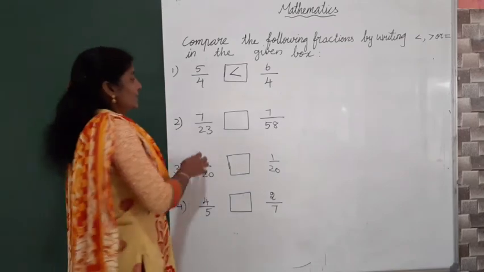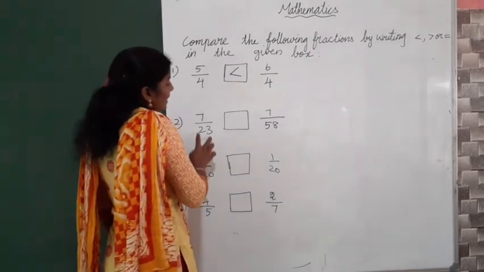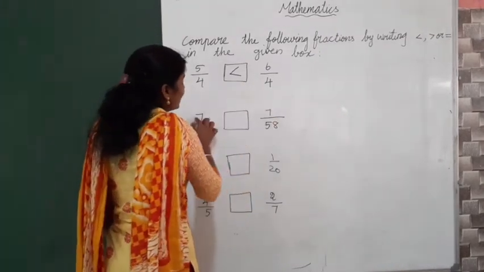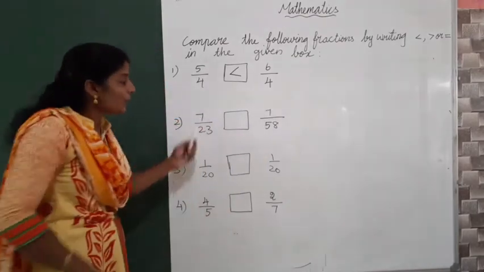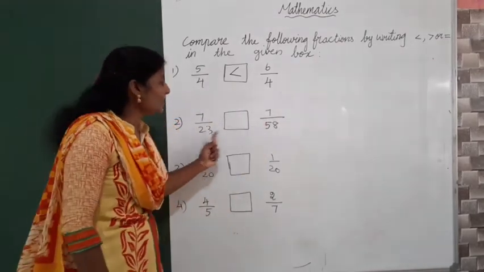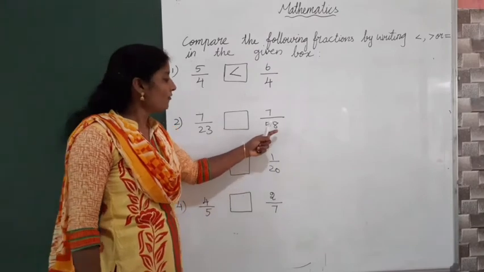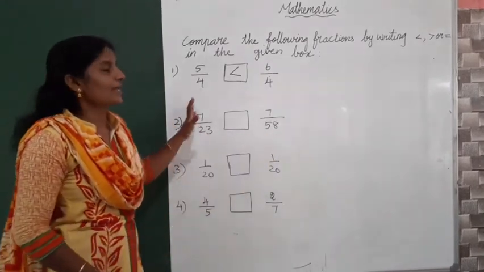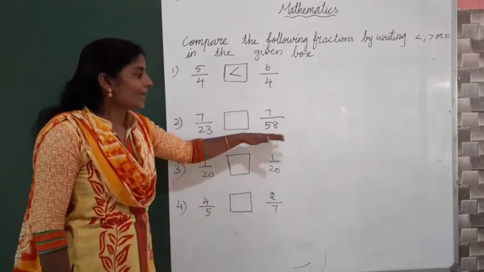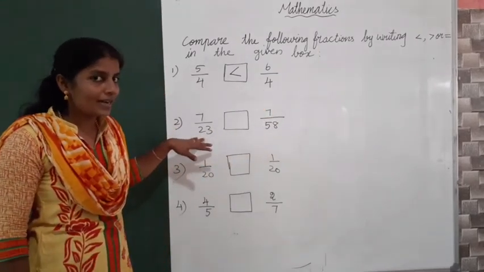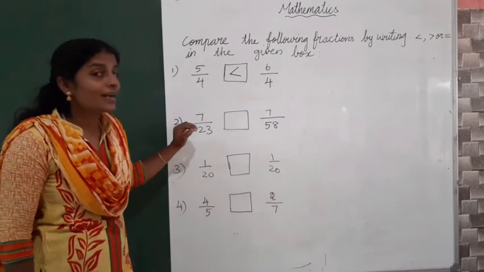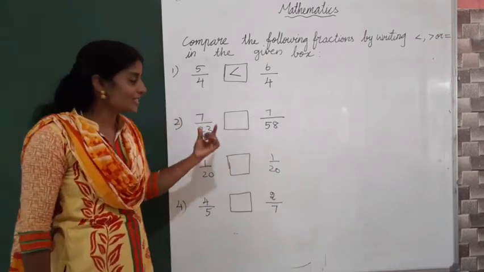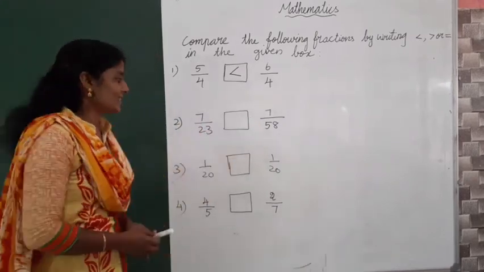Okay, then the second one. Here the numerator is the same, but the denominator is different. Now we can compare the denominators. When the numerator is the same, we compare the denominators: which is smaller, that is greater. Isn't it? Which is smaller, that is greater.